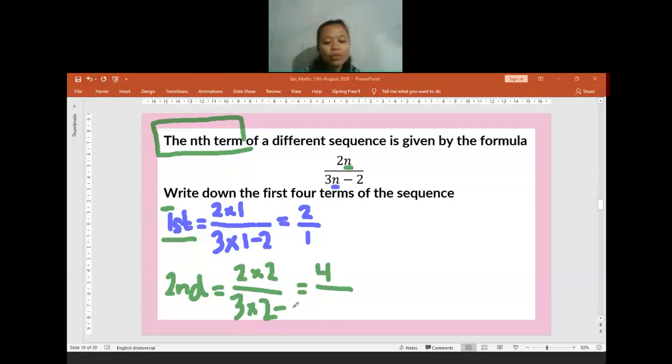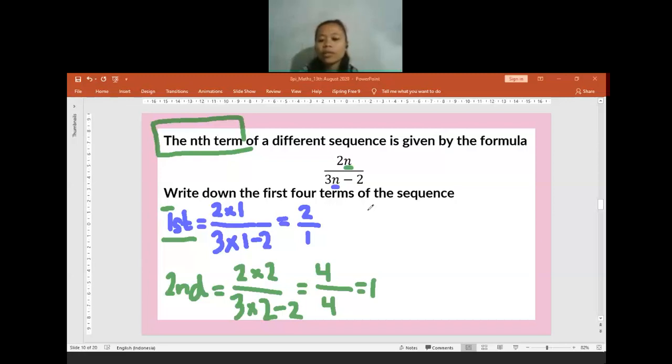So 3 times 2 minus 2 equals 4. So 4 per 4, you can write it as 1, or you can keep it as a fraction, 4 per 4. It's okay. Is there anyone having any question for the second term? No one says anything through the chat box, so I will continue to the third term.